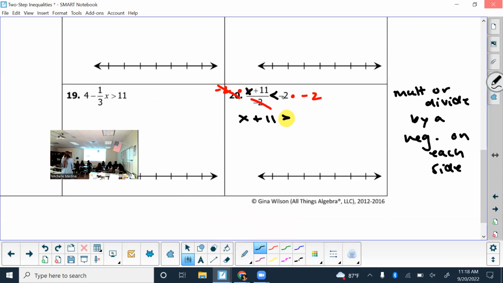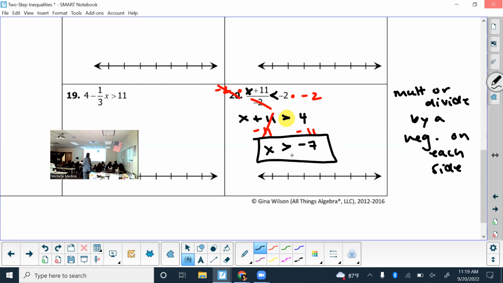On the right, what's -2 times -2? +4. X is not by itself, so we're not done. What's opposite of adding 11? Whatever I do on one side, I do to the other. So then I have X greater than, what's 4 minus 11? -7. And that one I did not need to flip the sign because all I did was subtract. So just the one flipping.